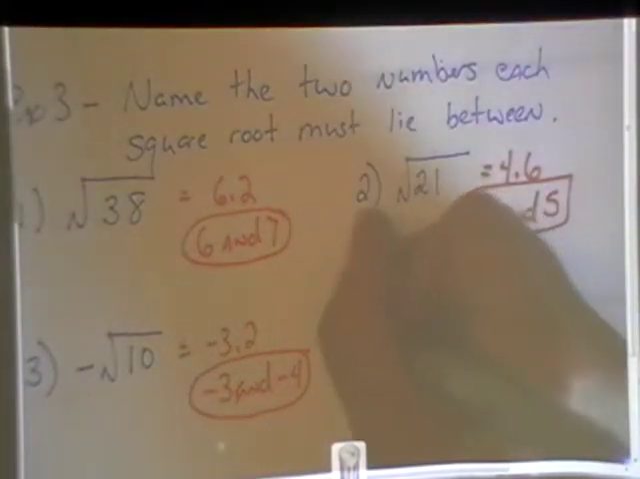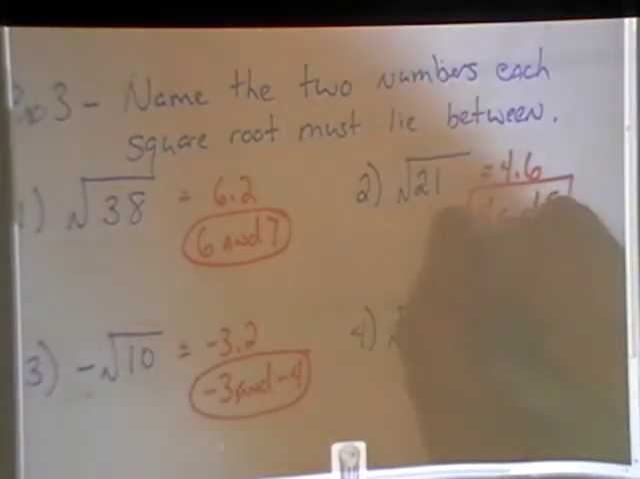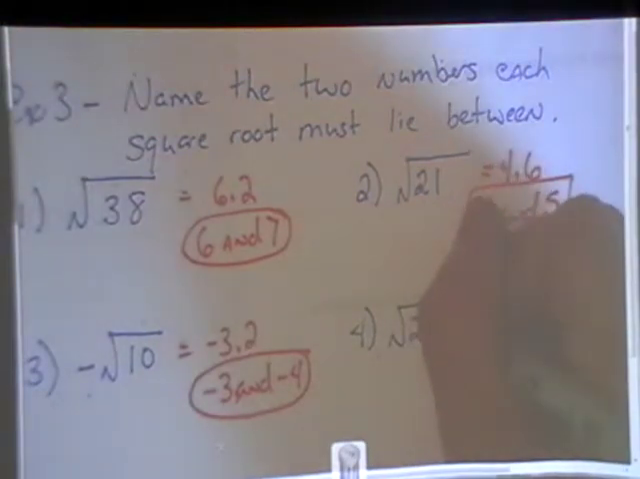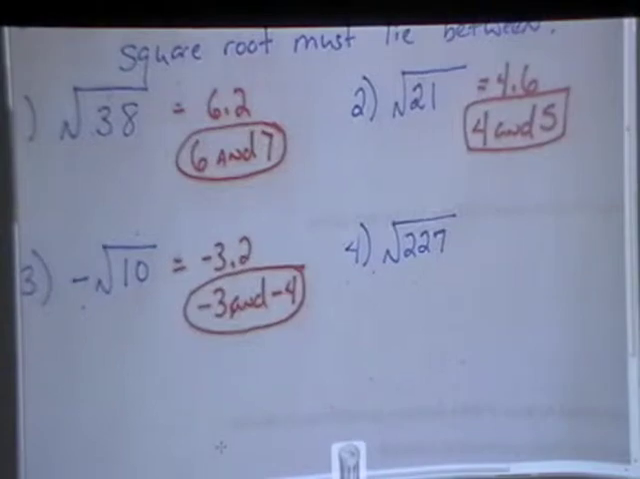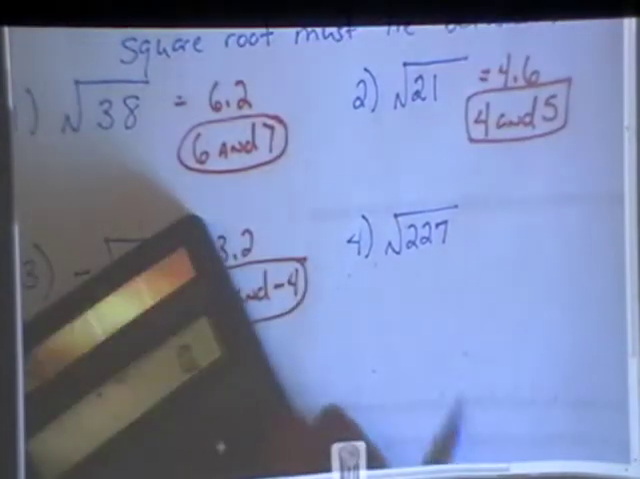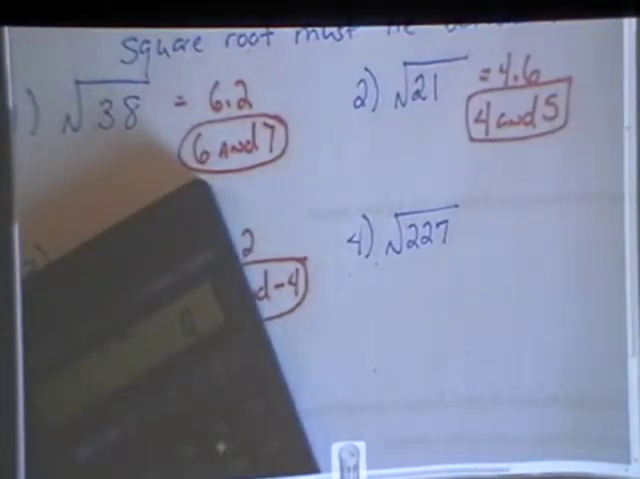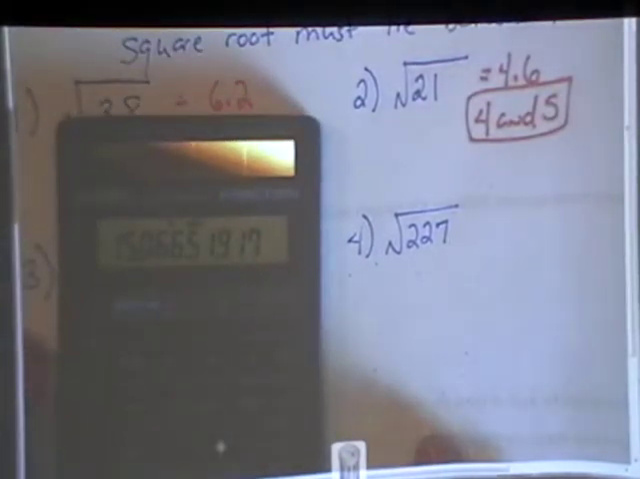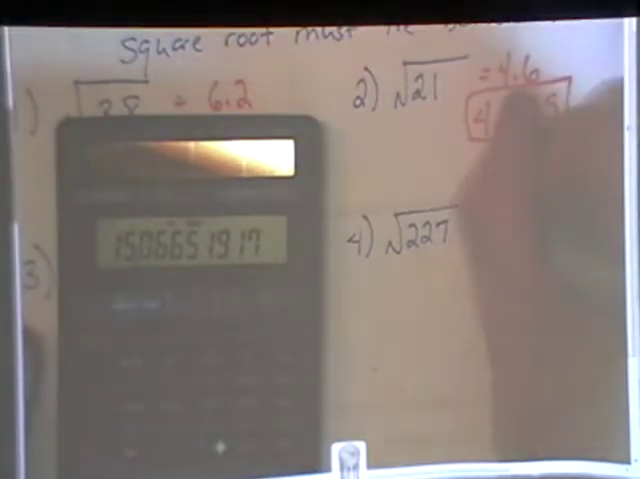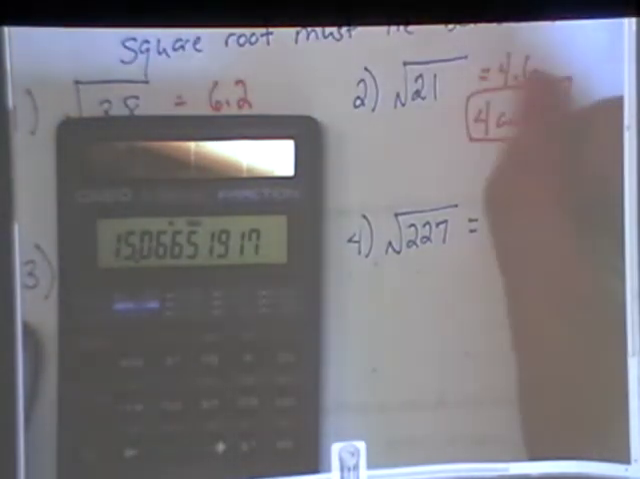So let's say, for example, I wanted you to take the square root of 227. So this time the number line's not going to help us unless you can put your number line all the way out. So let's try 227 square root. So I get 15.1.